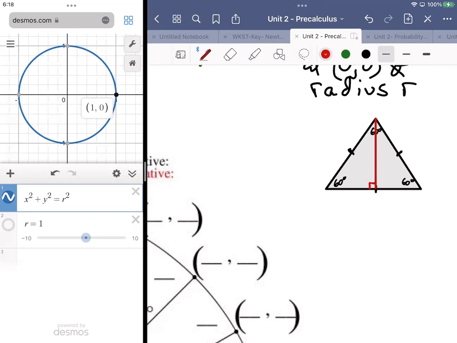Now an altitude forms a right angle with the base, right? It also bisects the vertex angle. So that angle up at the top gets cut in half, becoming two 30-degree angles. Right. So we get a 30, 60, 90 right triangle out of this.